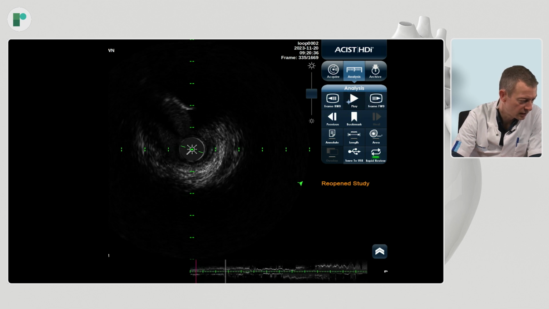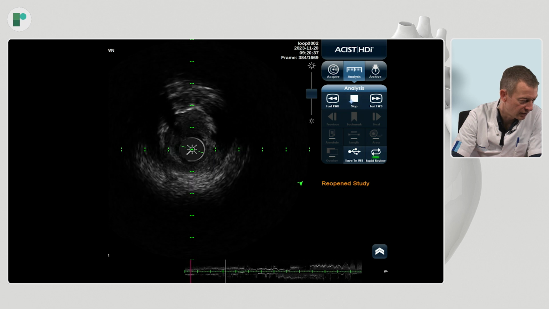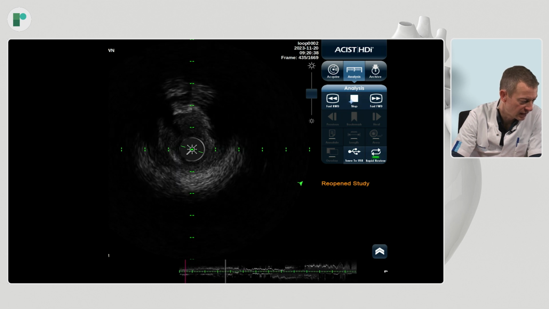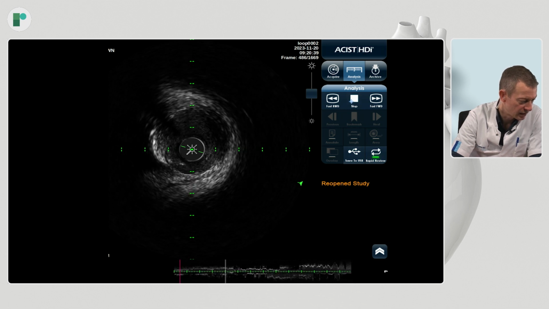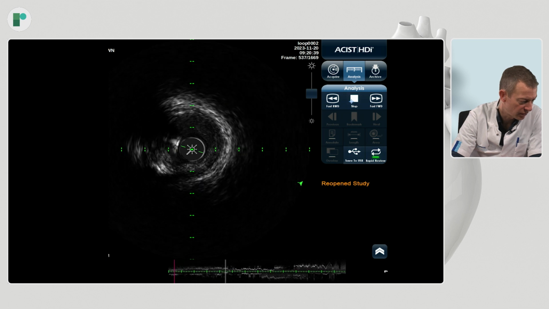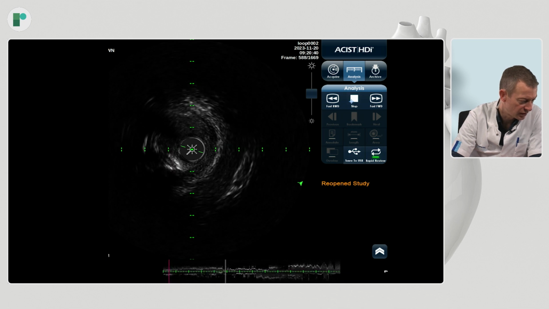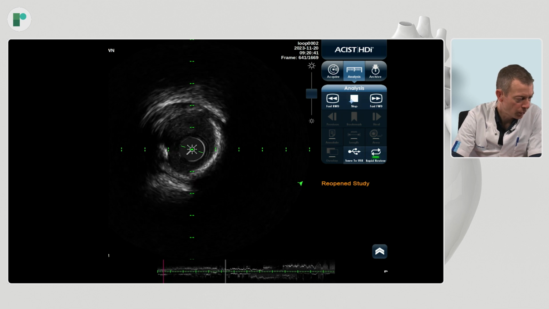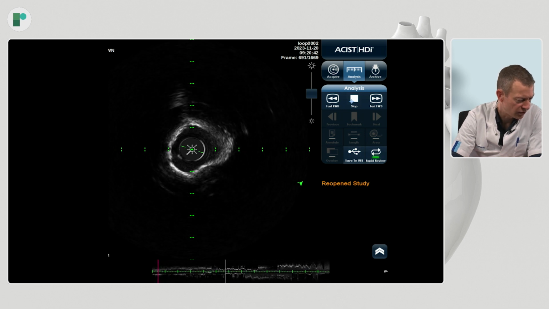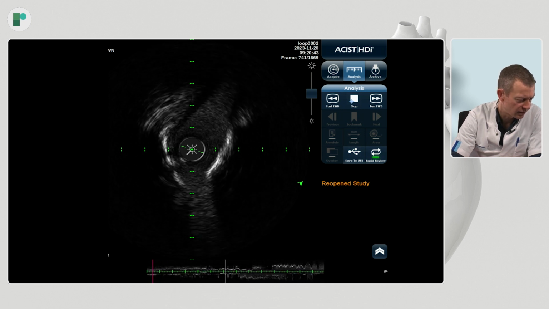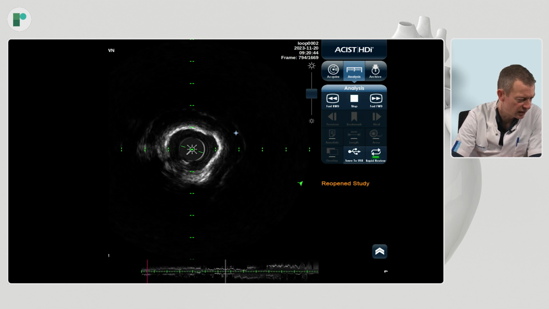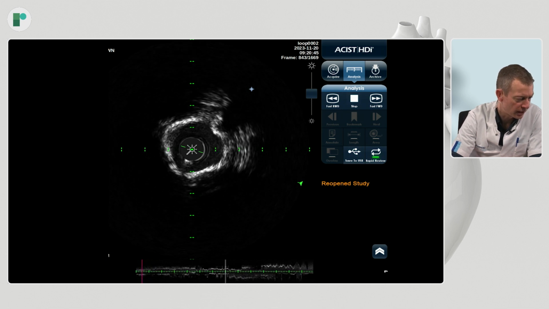I'll hit play. And then here is the disease in the LAD, which we already appreciated. Here are the two wires, tight lesion. So what we know now is that there's a lot of disease. There's quite a lot of calcium. Here is again the diagonal and the septal. Again, this tight lesion that we just noticed also from the pullback in the LAD.